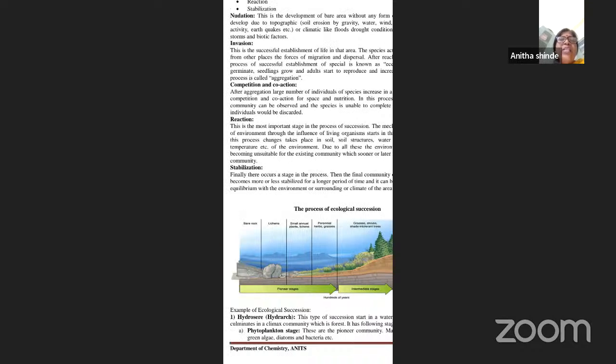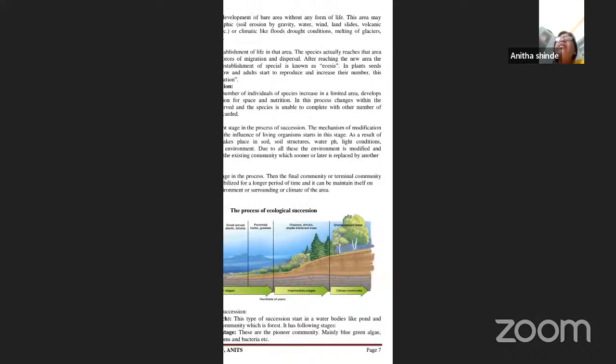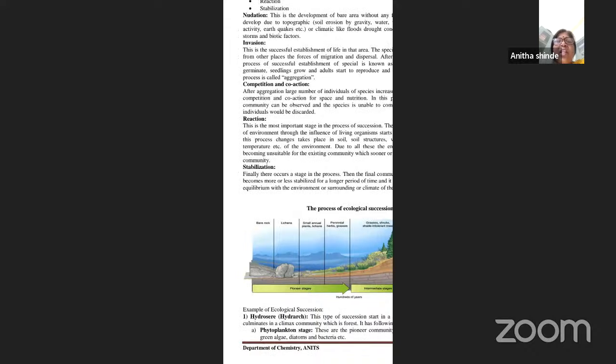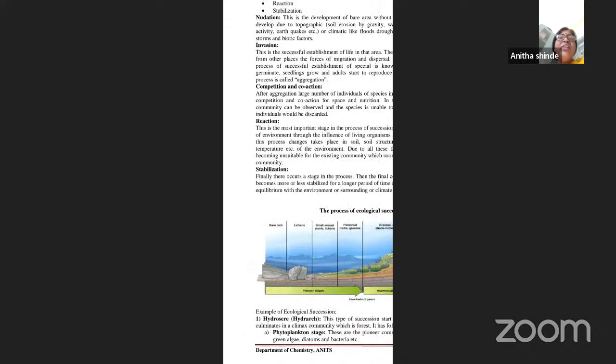And the last one, the final stage, is nothing but stabilization. Finally, there occurs a stage in this process, and this is the final community. This final, or terminal, community becomes more or less stabilized for a longer duration, and it will stay there for a longer period, and it can maintain itself on its own, maintaining homeostatic balance with the environment as well as with the surrounding climate. So this is how the process of succession takes place. It undergoes 5 different stages: nudation, invasion, competition, reaction, as well as stabilization.